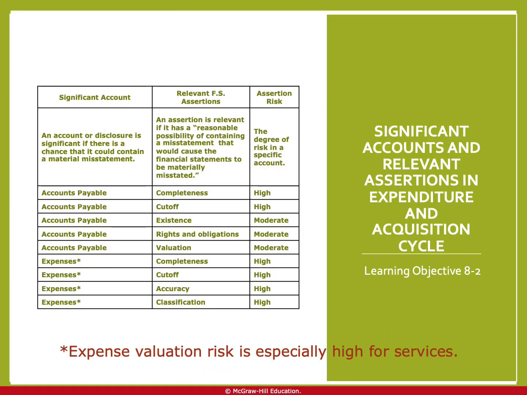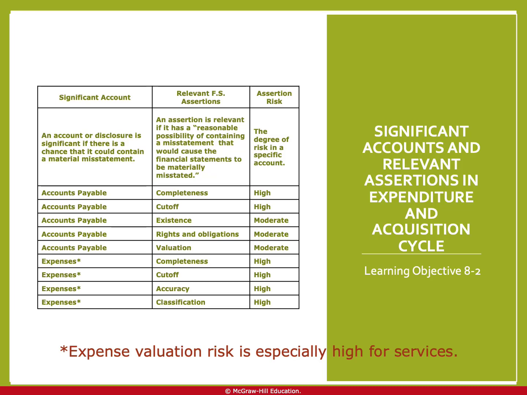Key management assertions related to accounts payable include the existence assertion: accounts payable balances exist and represent obligations of the entity at a given time. Completeness: all liabilities for goods and services received or obligations incurred are included in the accounts payable balance. Rights and obligations: the entity has legal title or the right to pay the recorded liabilities. Valuation and allocation: accounts payable are recorded at the correct amounts and are appropriately allocated.